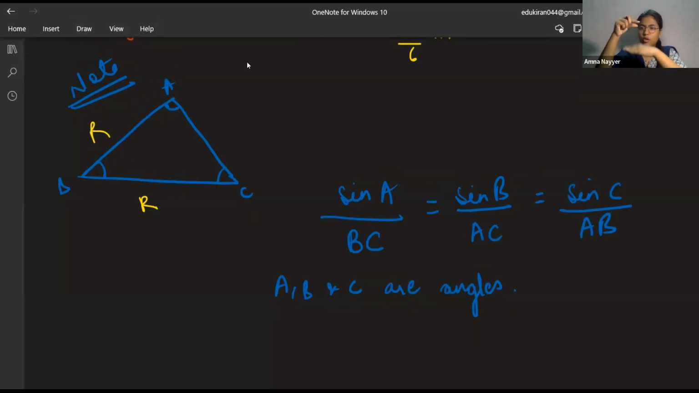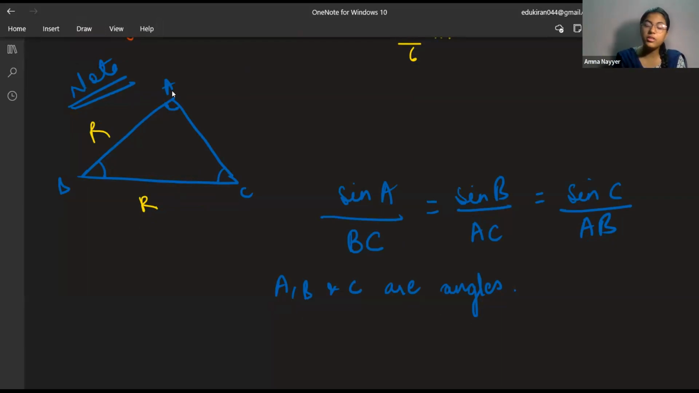Angle, its opposite side. Then angle, its opposite side, angle, its opposite. All will be equal. So sine of A divided by BC is equal to sine of B divided by AC is equal to sine of C divided by AB.